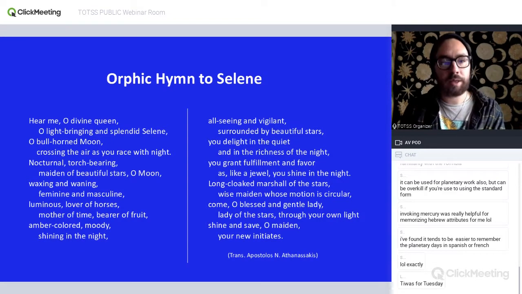All right, and then the Orphic hymn to Selene. I'll read this one, and then maybe I'll read the Orphic hymn to the sun as well, and then you can check out the others in the slides. All right, so this is the Orphic hymn to Selene.